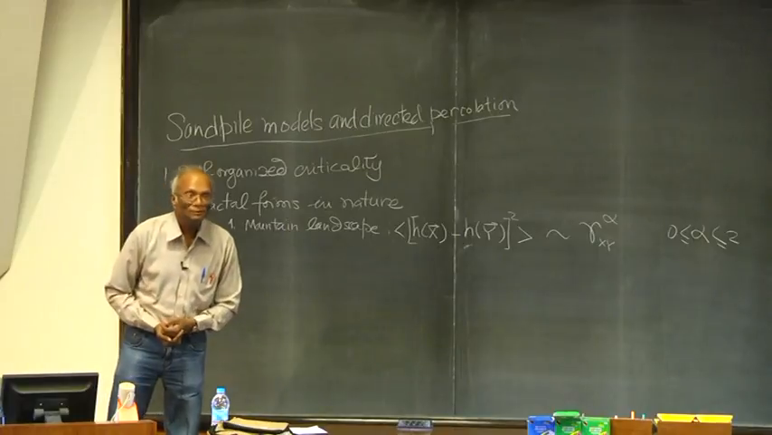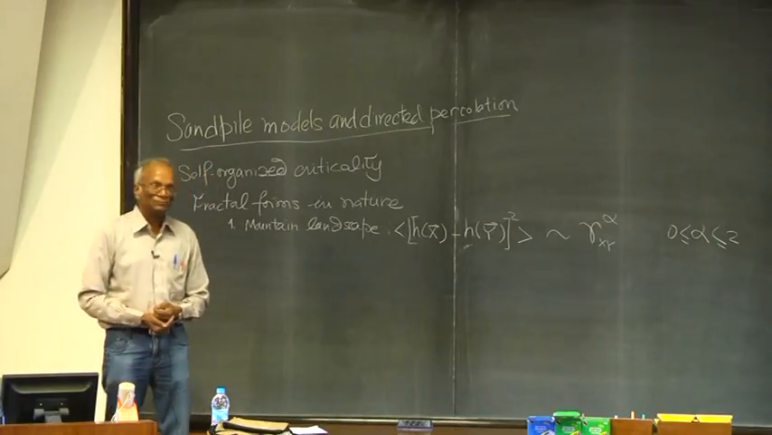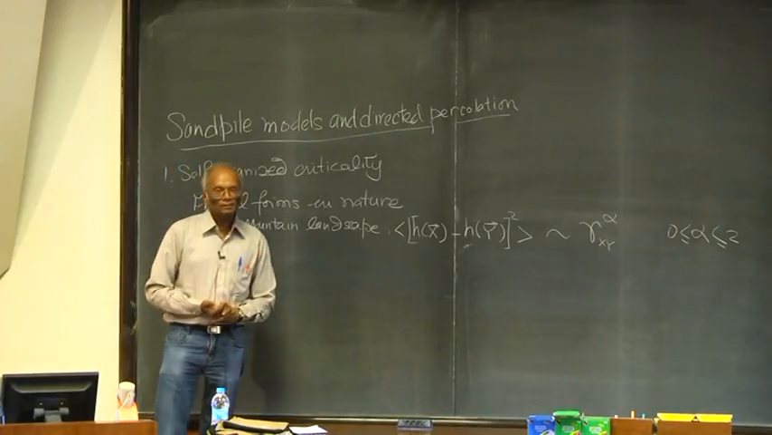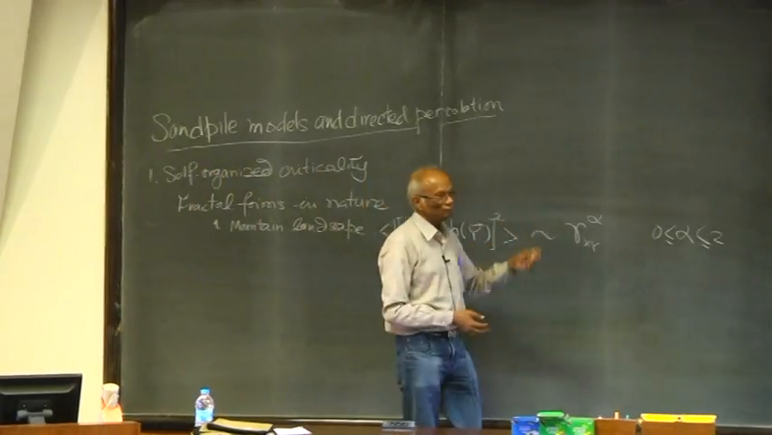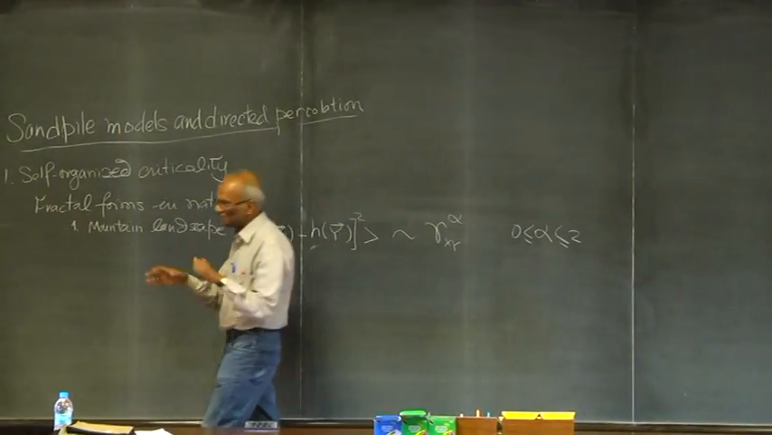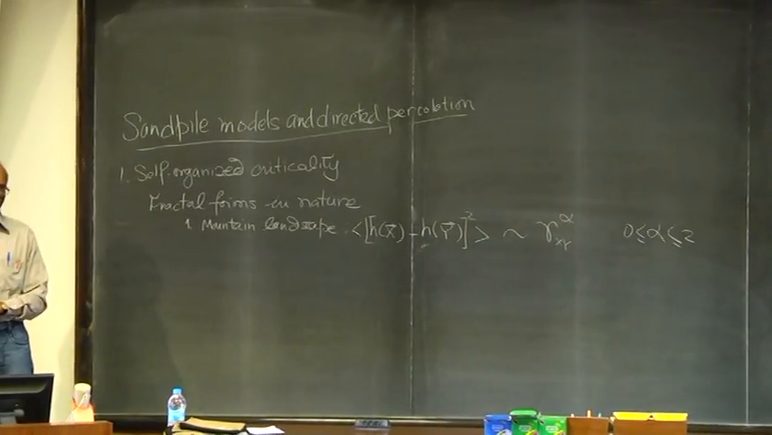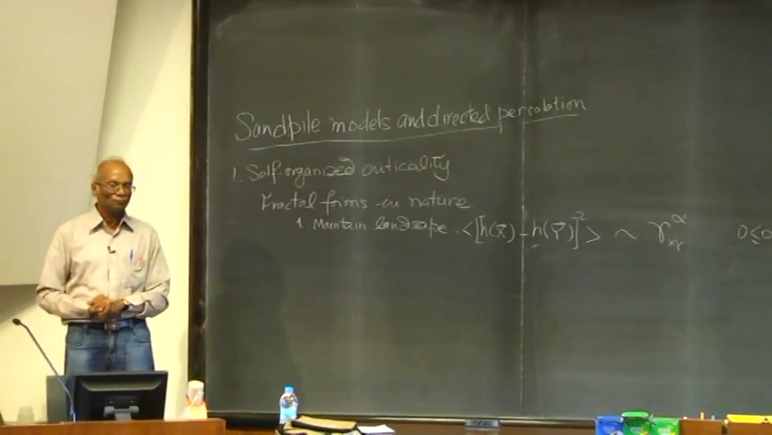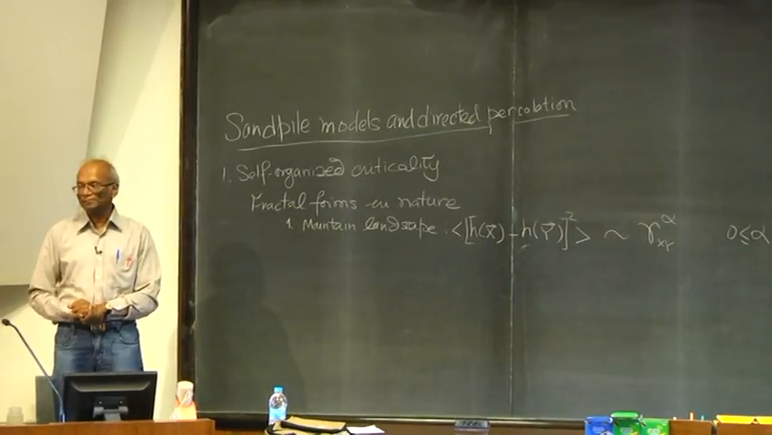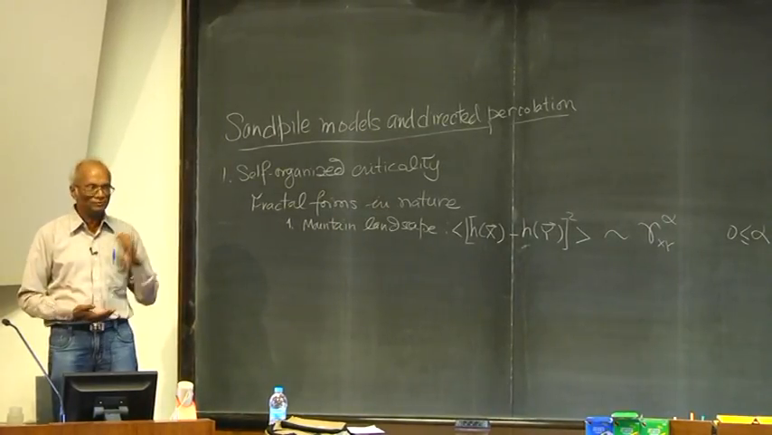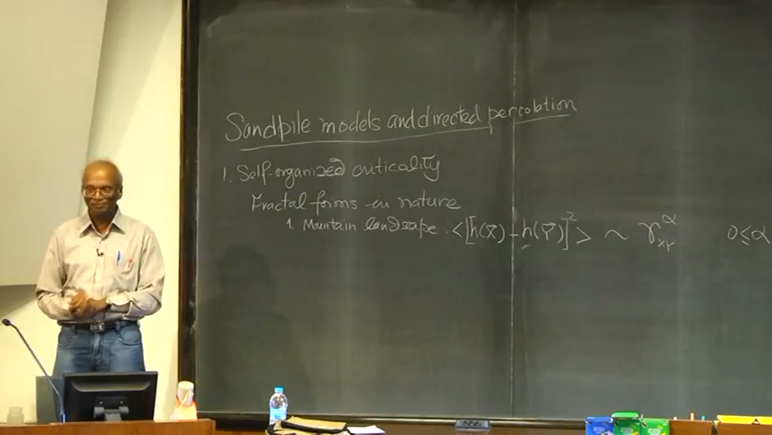Yes? Less than 1. Yes, very good, less than 1. Yeah, it's around 0.3, 0.4 like that. And roughly speaking, it is constant for different mountain ranges. Okay, you can go to European mountains, American mountains, Indian mountains. The value of alpha is roughly the same.